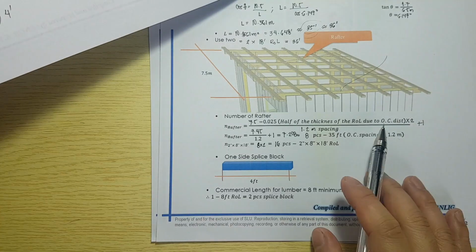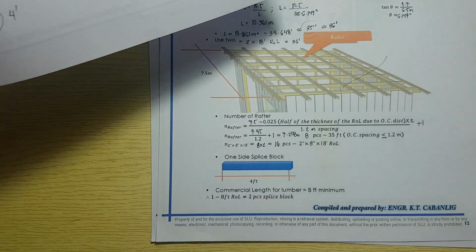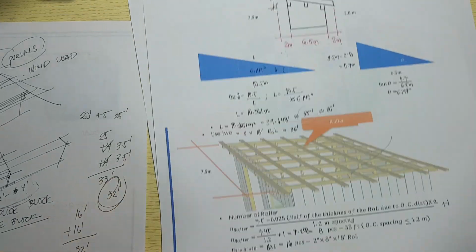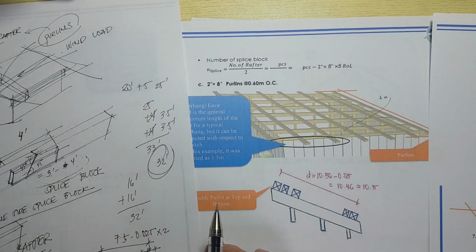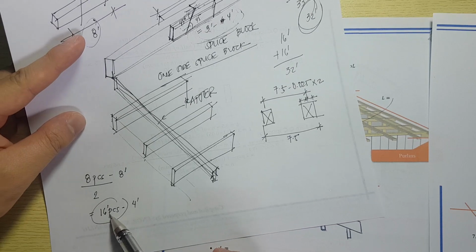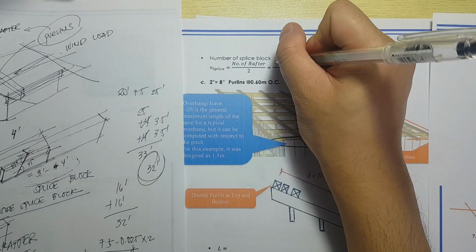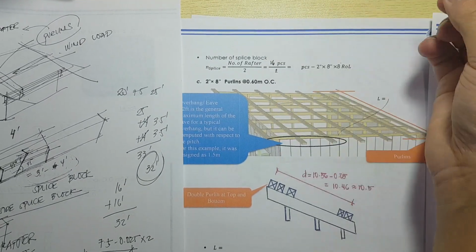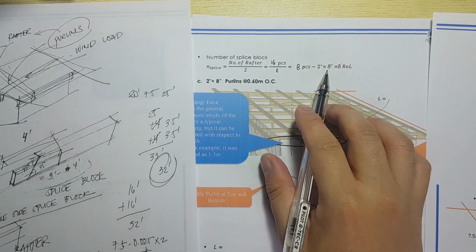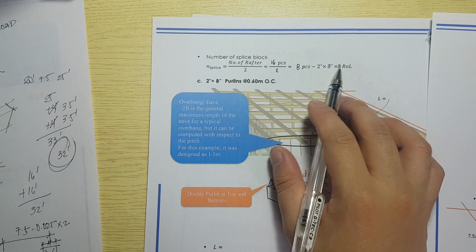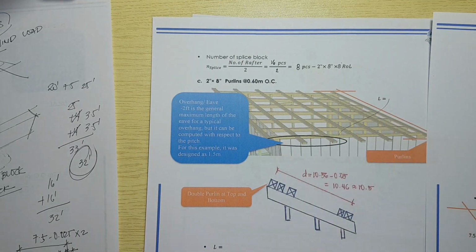So, tama, di ba? We are going to buy 16 pieces of rafter divided by 2, then we are going to buy 8 pieces of 2-inch by 8-inch by 8 feet of rough lumber. And that is for the rafter. Next would be the purlins.